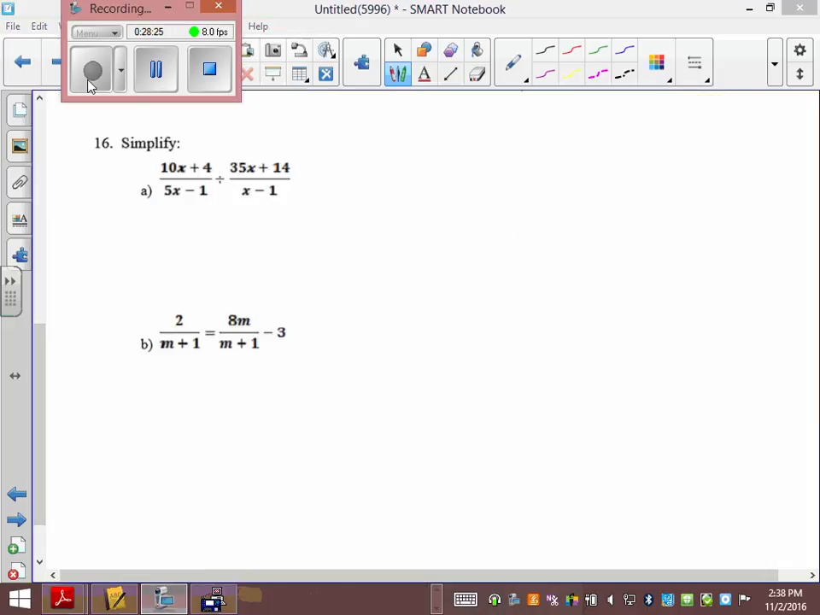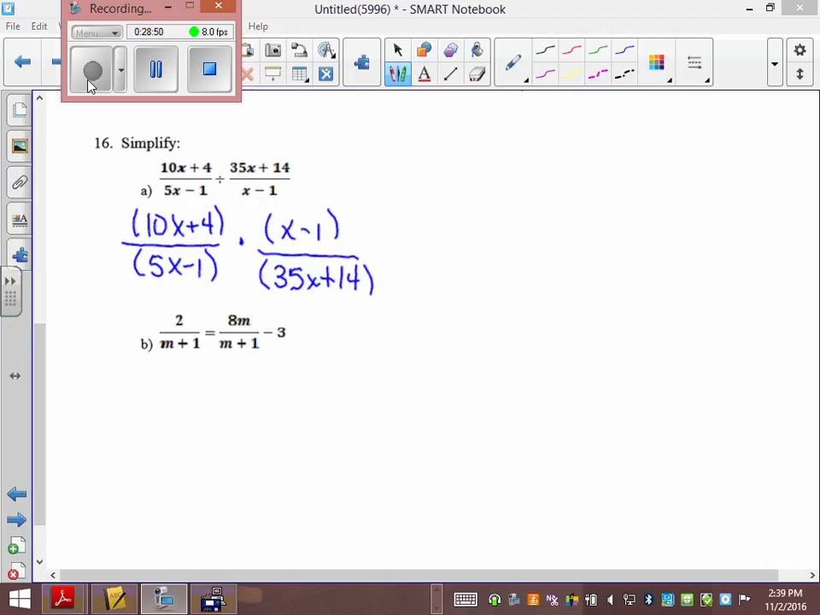Okay, the next one, a lot of people found hard, but it really isn't a hard question. You have to remember to put brackets around anything that's attached by plus or minus signs and life gets better. So I have (10x plus 4) over (5x minus 1), times (x minus 1) over (35x plus 14).